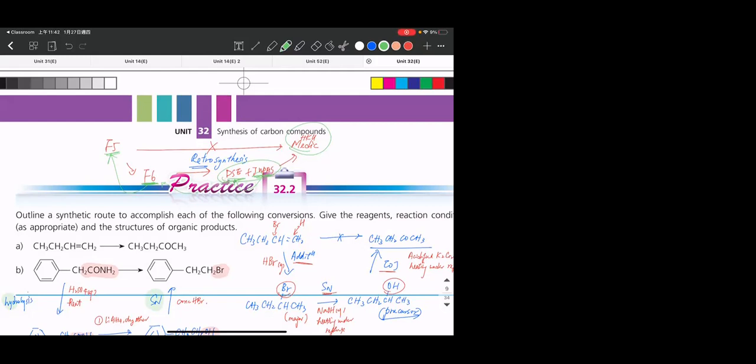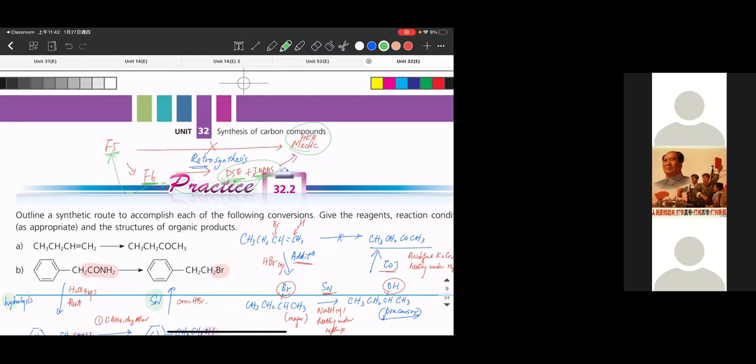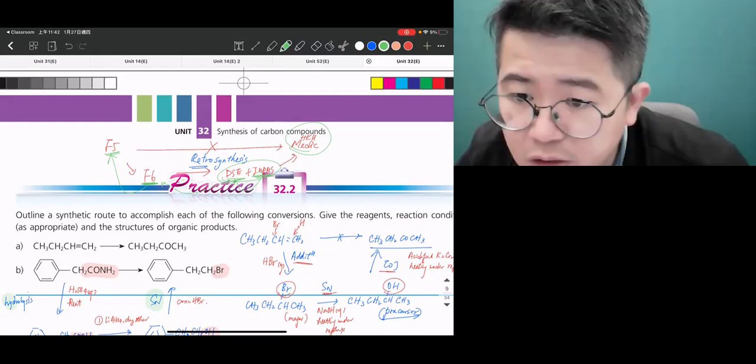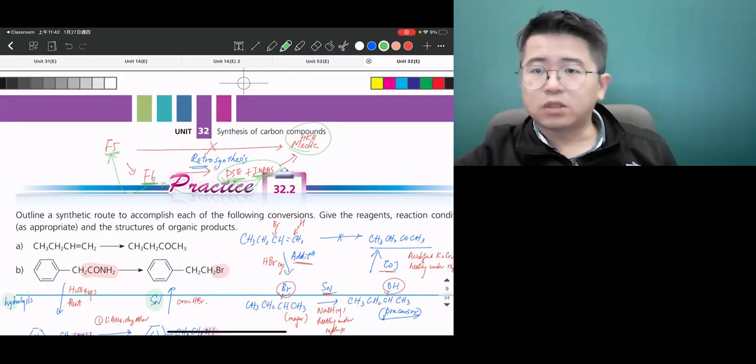What do you feel about today's work? Any difficult part? Sir, essay type question. It's not an essay type question, because you just write it as a synthetic route. Okay, synthetic route, which means you are going to show the whole outline. So it's not an essay.